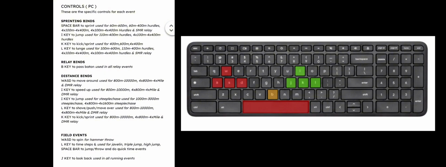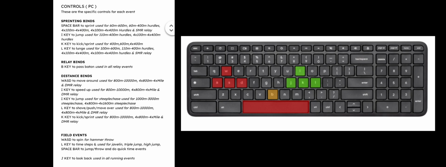So those are the sprinting keys. The space bar to sprint and to speed up. The I key to jump for hurdles. The K key to kick to get faster. And the L key to lunge when you're with someone or you want to just get a little faster boost.